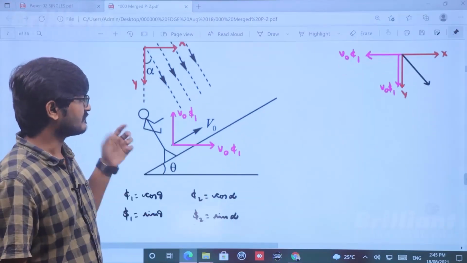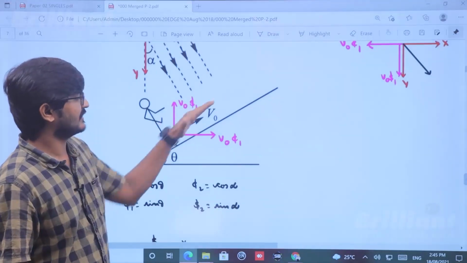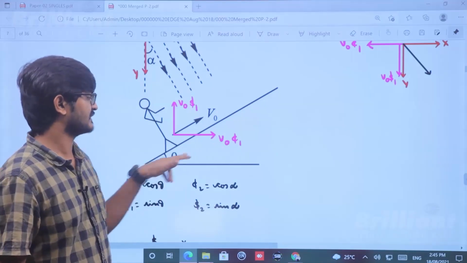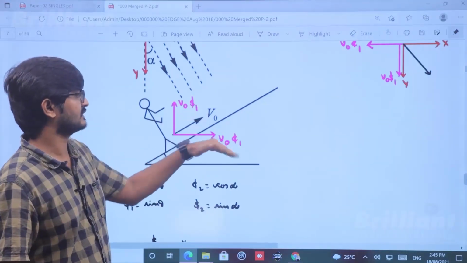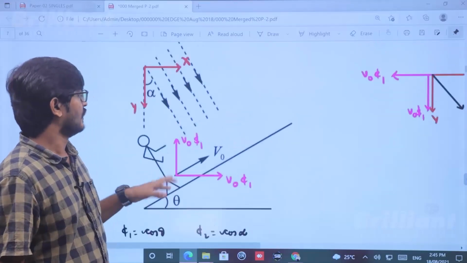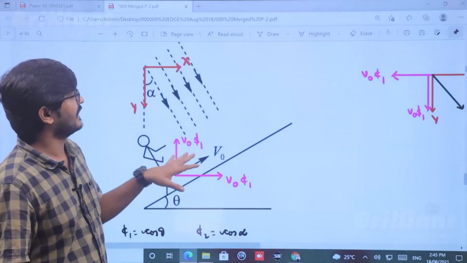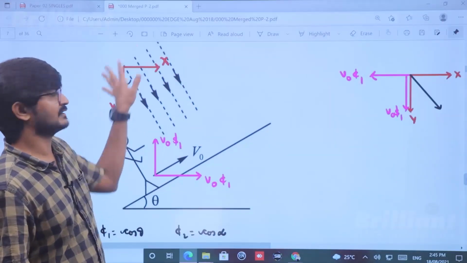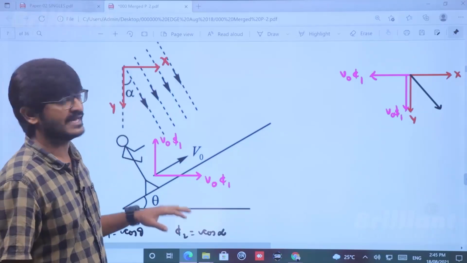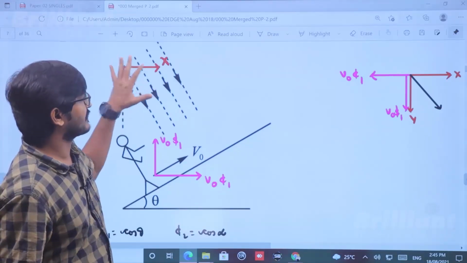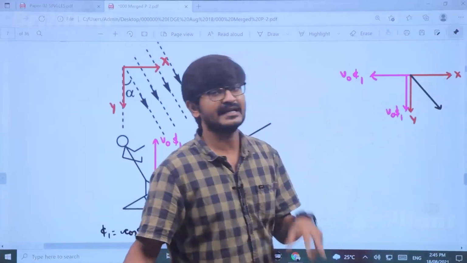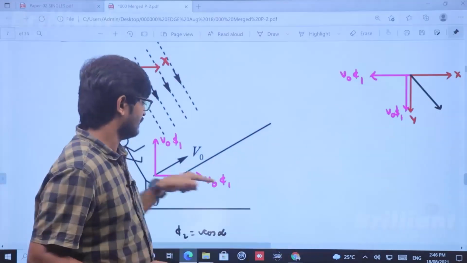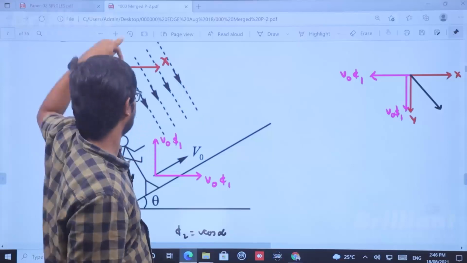Now similarly, the man's velocity is v0 and his horizontal component will be v0 cos theta. C1 represents cos theta, S1 represents sin theta: v0 cos theta, v0 sin theta. Now with respect to the man, what will be the velocity of the rain? This is the velocity of the rain with respect to ground. So the velocity of rain with respect to man will be this velocity. Apart from X and Y, there will be extra components coming into the picture, v0 cos theta and v0 sin theta, right? v0 cos theta will appear and v0 sin theta will appear.